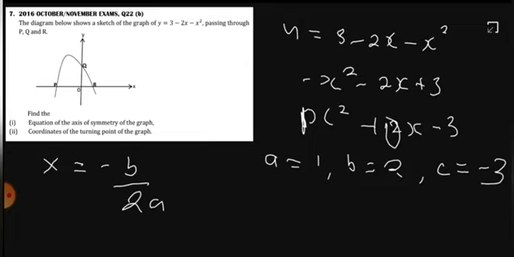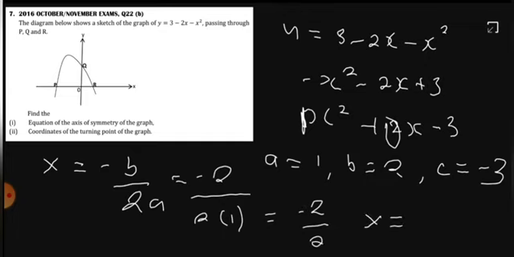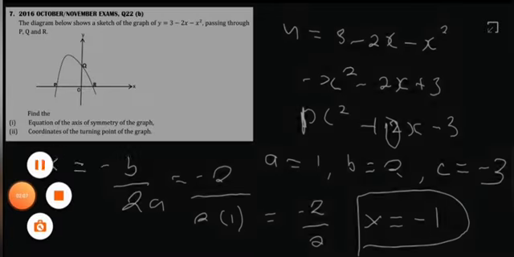So now we need to replace negative b over 2a, negative 2 over 2 and 1 there, and this will give us negative 2 over 2, and x will be equal to negative 1. So the equation of the axis of symmetry is actually x is equal to negative 1. That's how you find it. Let's go to question 2.